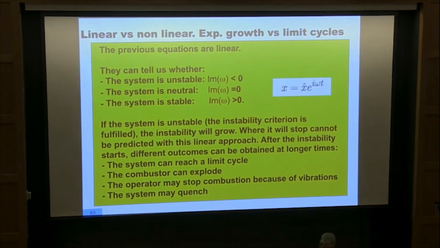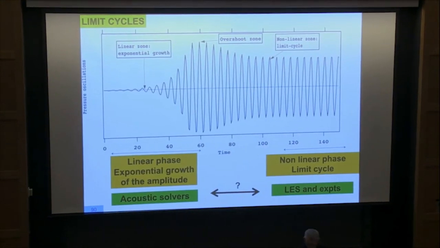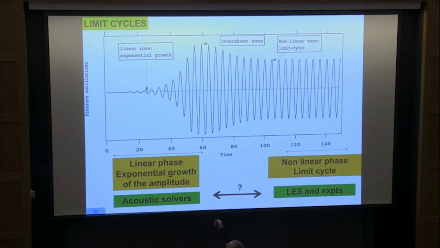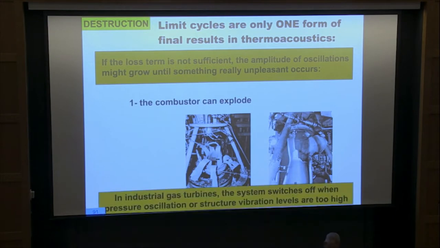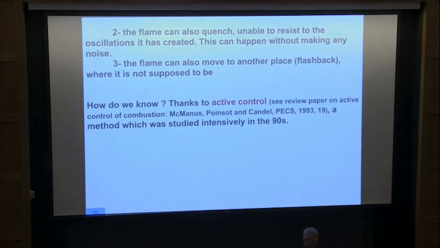Now, I told you yesterday that what's happening initially here leads to the growth of an instability. What will eventually happen after a long time is a complicated story. You can have a limit cycle. We call a limit cycle the phase where the oscillations have a steady amplitude. But you can also have unpleasant things before. For example, here, you don't reach the limit cycle because the engine explodes before that. Or you can even have the flame which quenches completely. I will show an example now.